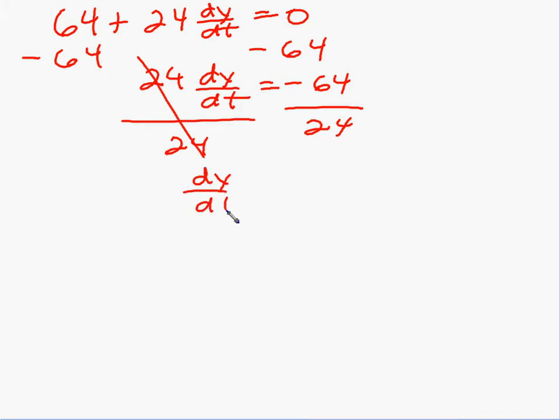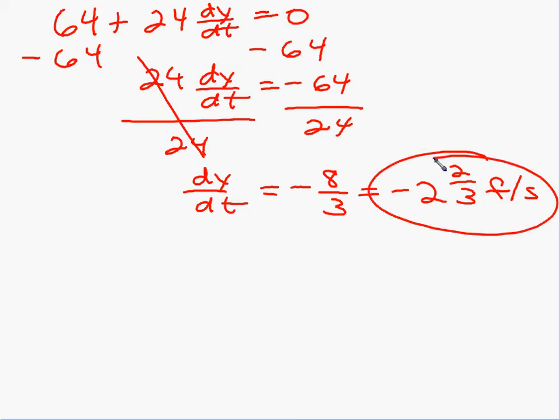And dy/dt equals, if I divide both those by 8, don't I get negative 8/3? Which is negative 2 and 2/3 feet per second. Why is it negative? Very good, because the ladder is sliding down. The related rates problems help me identify if something is sliding down or going up.